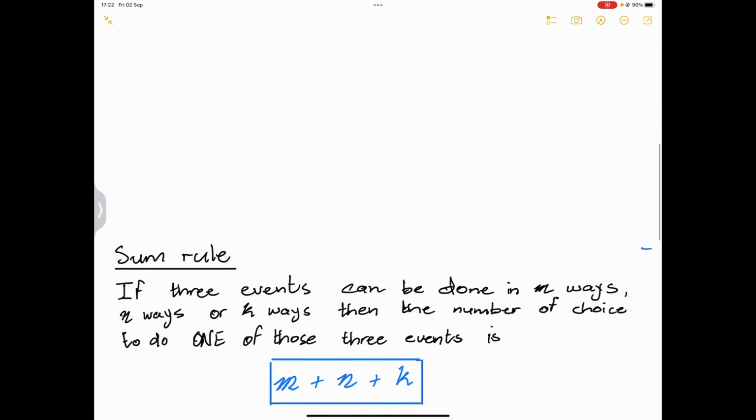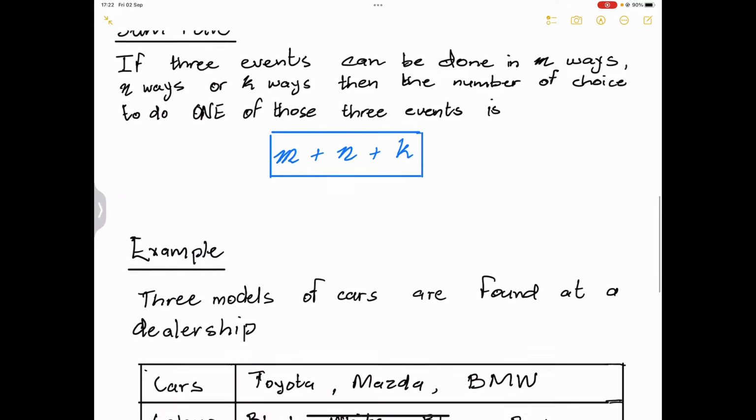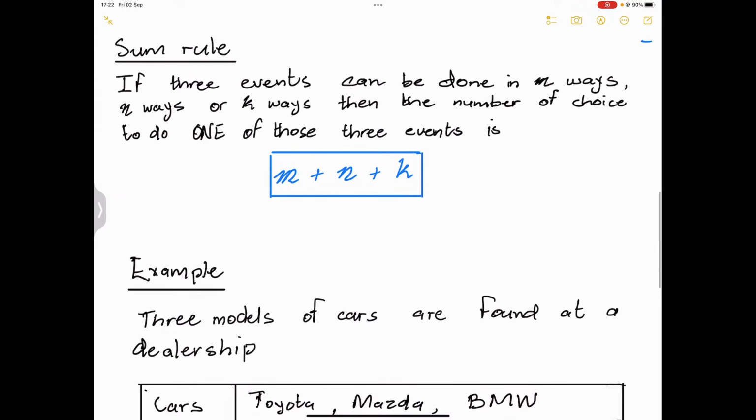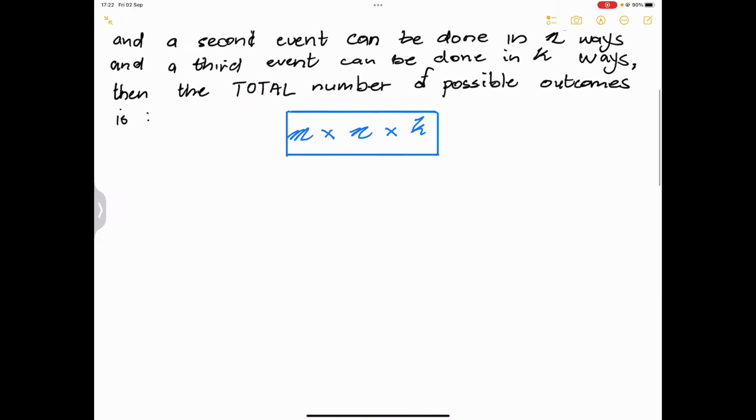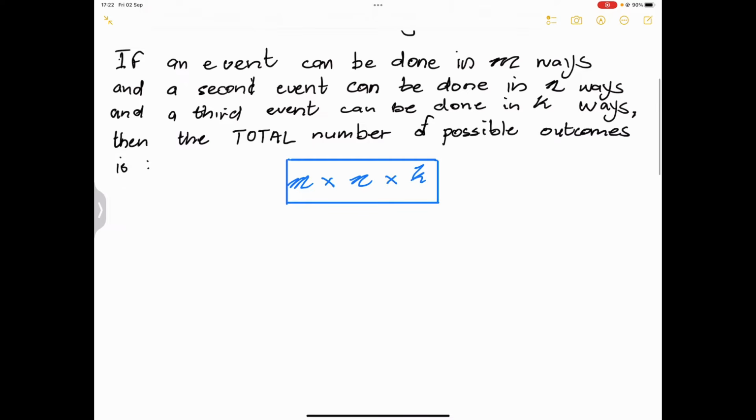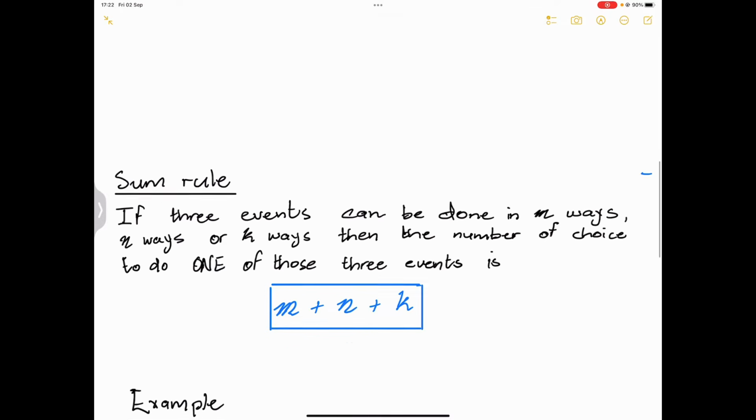In this case, I won't talk about an example on that, but let me explain something about this first one. Remember, this is for independent events. It means that these are events that are not dependent on each other, and they're not occurring simultaneously. So we said the total number of outcomes would be the product.